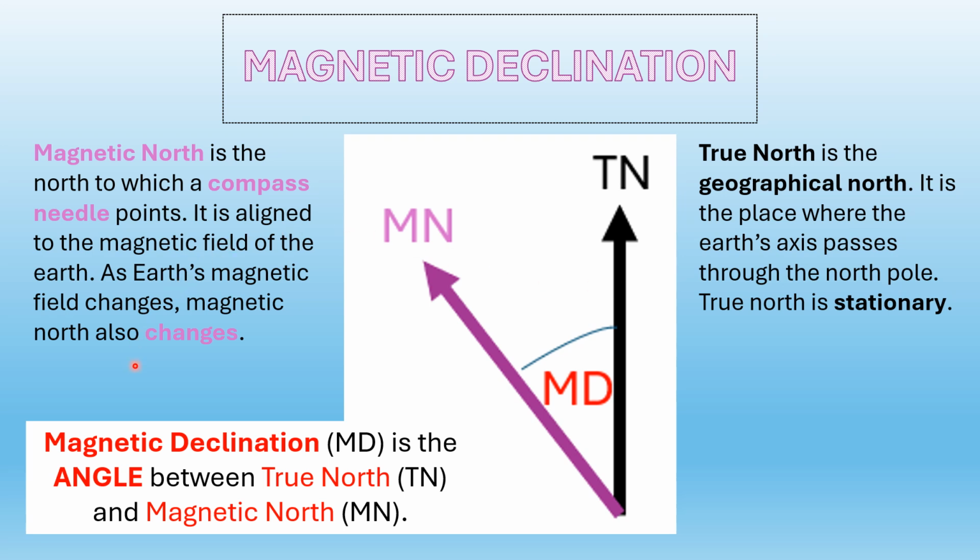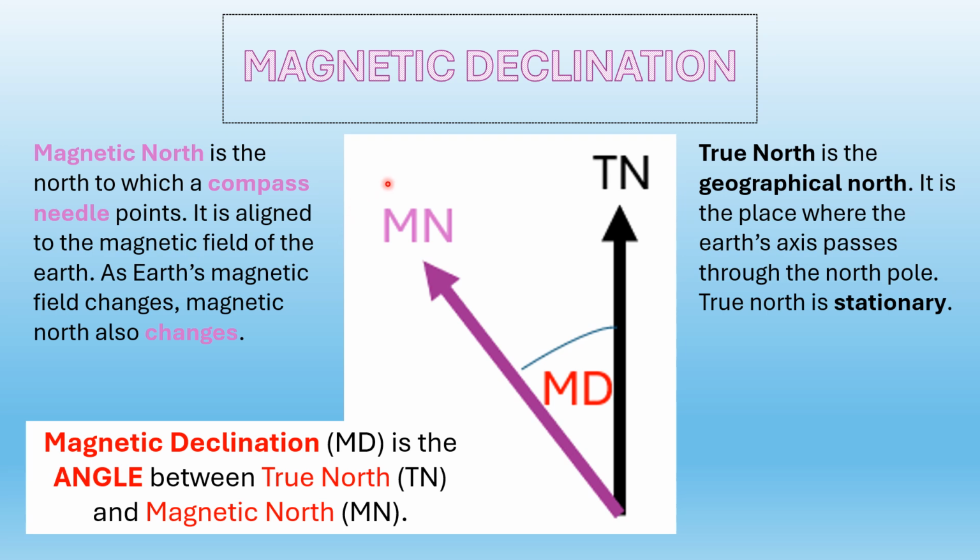Magnetic north, however, is the north to which a compass needle points. The compass needle in magnetic north aligns itself with the magnetic field of the Earth. Because the Earth's magnetic field changes from time to time, magnetic north also changes. Between true north and magnetic north, it is important to remember that true north is stationary, whereas magnetic north does change.